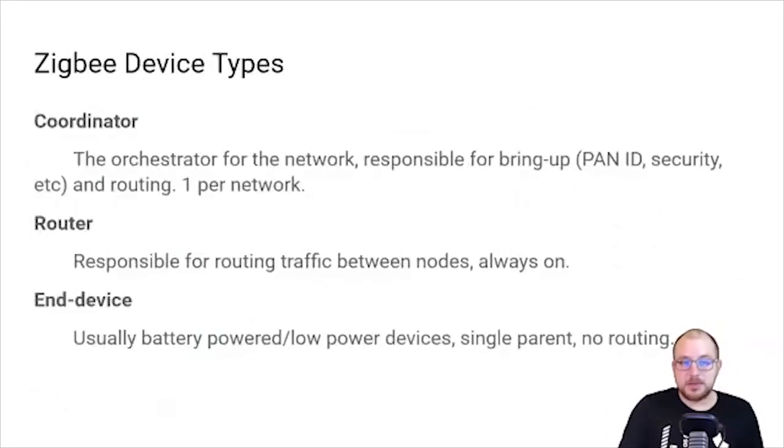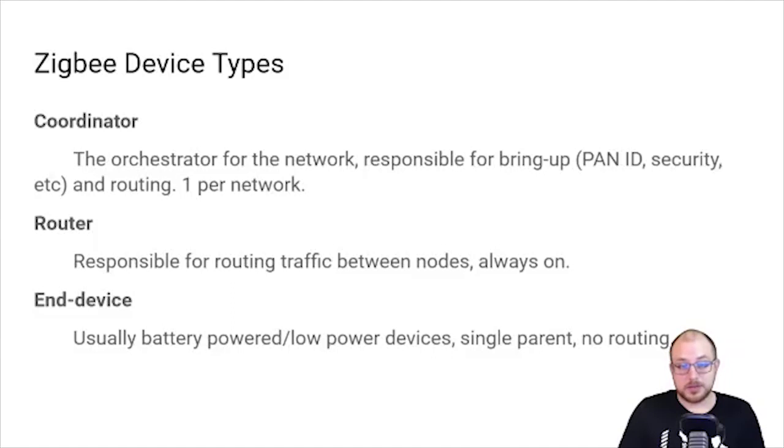In Zigbee, we have 3 different device types. So we have coordinators, and the names are actually pretty self-explanatory, but the coordinator is the orchestrator for the network, along with being a router, effectively. They are responsible for the bring up of the network, like setting up the PAN ID, security keys, extended PAN ID, and that kind of stuff.